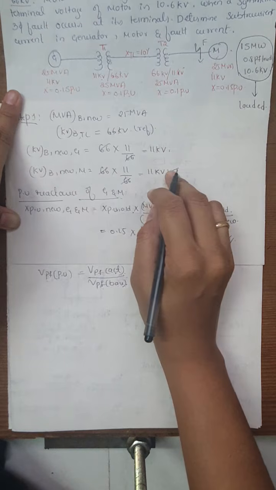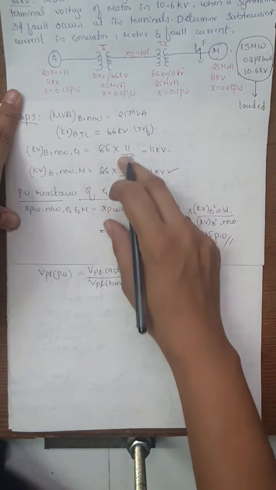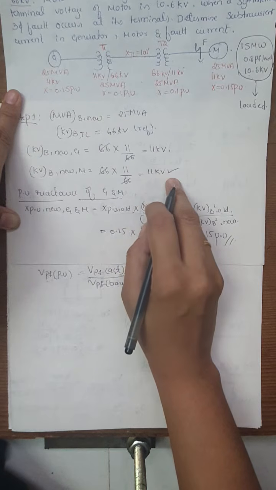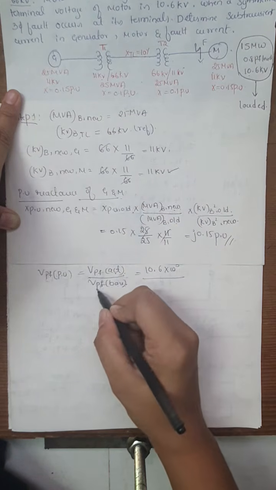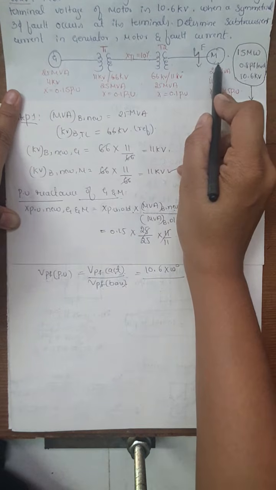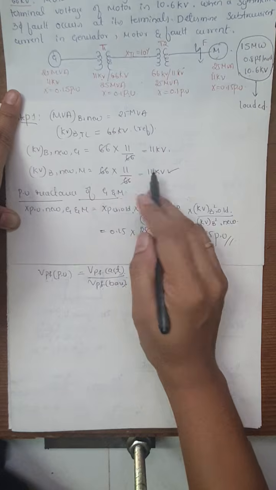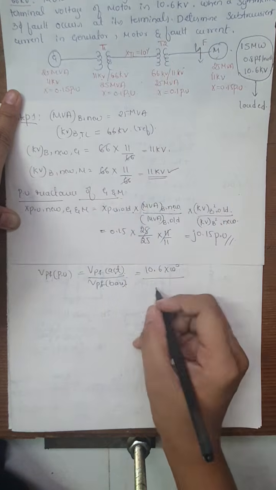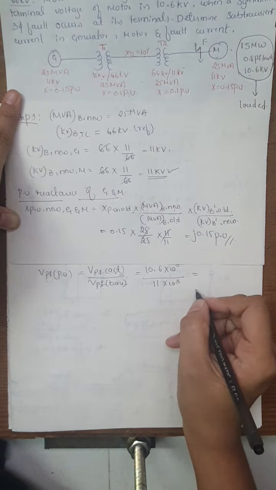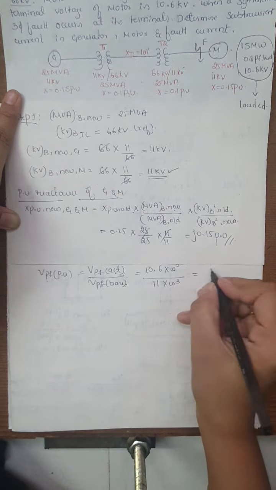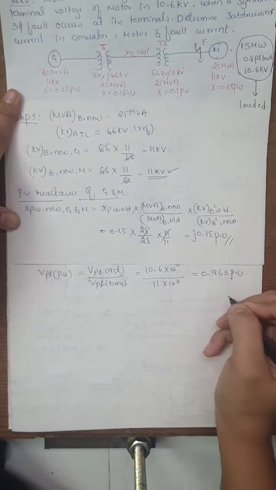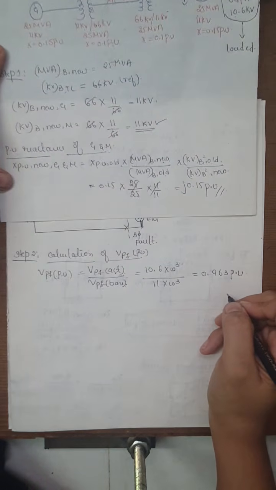I'll repeat. There are three base voltages. Which one you have to consider? You are calculating the pre-fault voltage for the load side, so load is nothing but the motor. So you consider the base voltage of the motor only, that is 11 kilovolt. So here you write 11 kilovolt, and the answer you get is 0.963 per unit. So this is the pre-fault calculation.